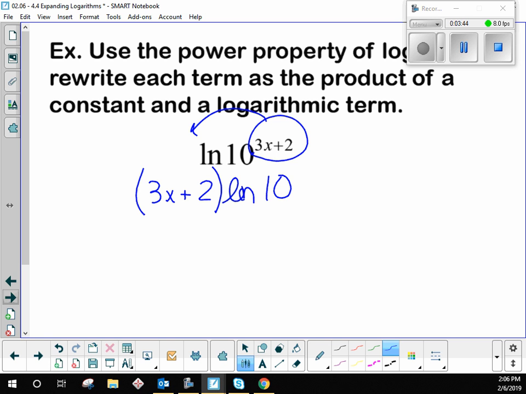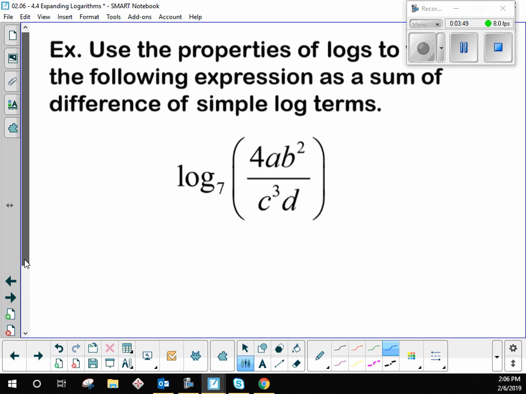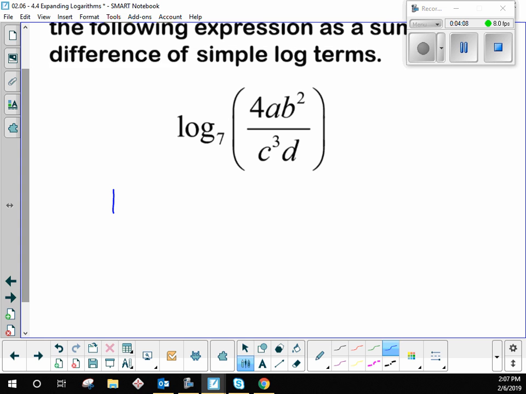Let's go back to the original problem. It's kind of crazy. So this problem right here. Yesterday, if we had two logs being subtracted, we compressed it into one log that was division. So right here, I'm going to do the opposite of that. It's one log. I'm going to break it up into two, and I'll be doing what with them? Subtracting, right? So the first log is going to be log base 7 of what? The top or the bottom comes first? The top, right? So I have 4ab squared minus log base 7 of c cubed b.